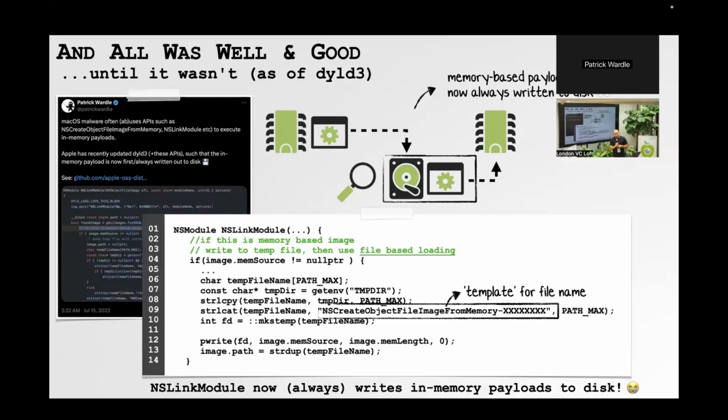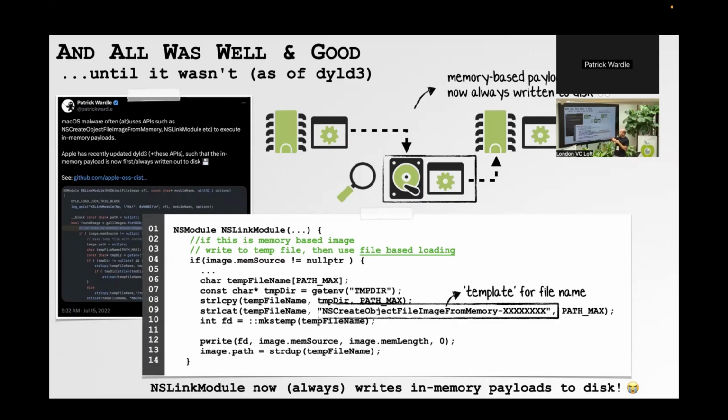And all was well and good in the world of hackers until DYLD3. In DYLD3, Apple was like, you know what? We actually don't think it's a good idea to have an API to execute code directly from memory. In 2005, it was a cool feature, but now it's only being used to load malware. And also we understand that security tools don't have a great time detecting this. So what we're going to do, without telling anybody, is essentially neuter the APIs.